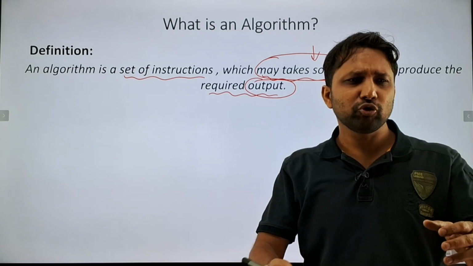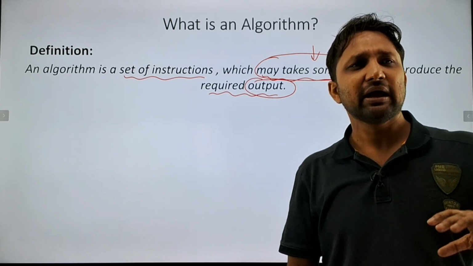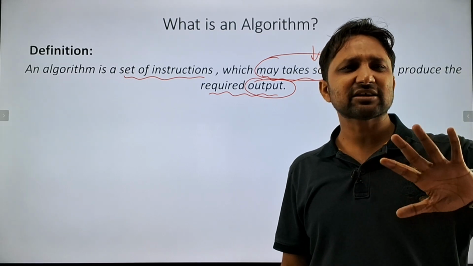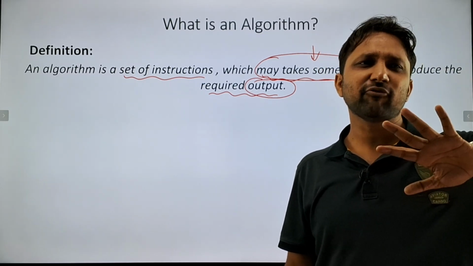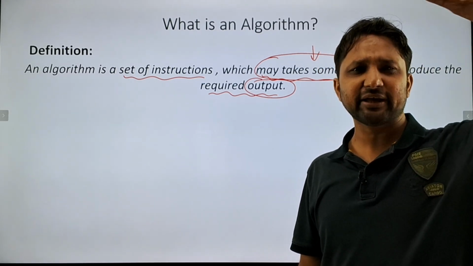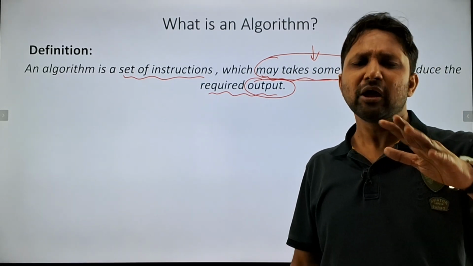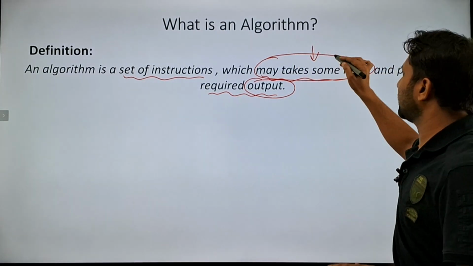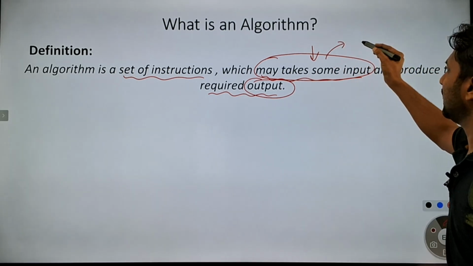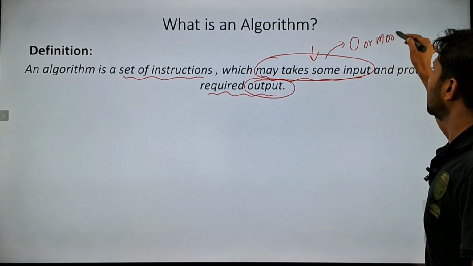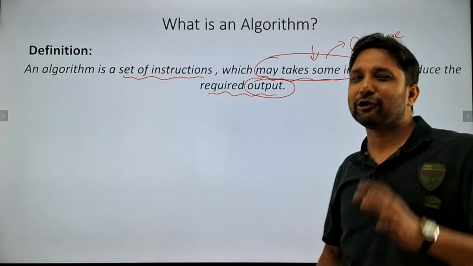For example, you might have seen some software which is not taking any input from the user, just showing the output. They want to show some information, they are showing it, but they are not taking any input from the user. So input is not compulsory. Input may be there, may not be there. So I can write 0 or more inputs can be there in any algorithm.